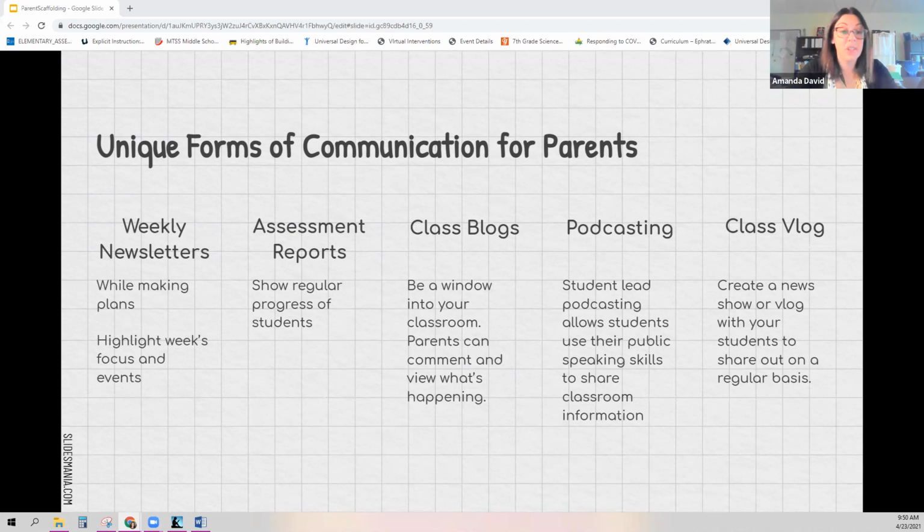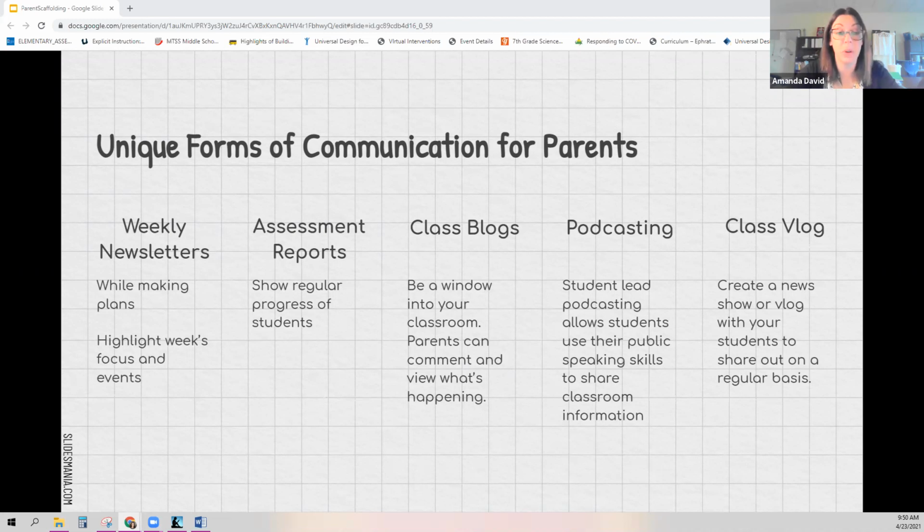Podcasting is another way. So just having students run a podcast so they can work on their public speaking skills as well as sharing classroom information. So this could be in the form of classroom announcements or classroom news, having the students prepare what those announcements are going to be, having students record it and then blasting it out to the parents.